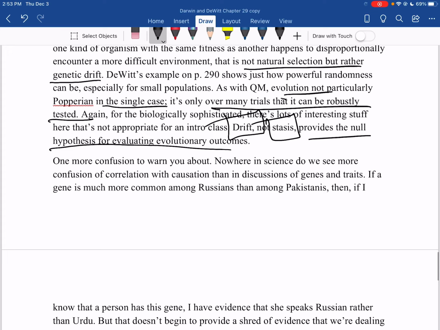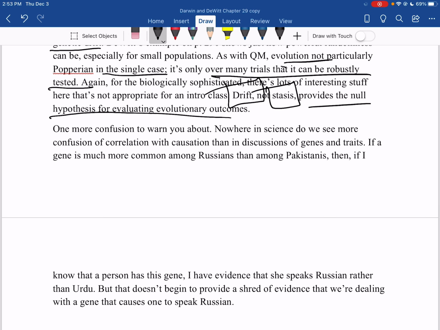Finally, I'm about to shut up before we turn to our final chapter in DeWitt, but one more confusion that I think we're now in a better position to appreciate. In the popular press, you see an ungodly amount of confusion of correlation with causation in discussions of genes and traits. People write as if whenever there is a robust correlation between a gene and a trait, the gene is for that trait. A bunch of fancy stuff here we're not going to have time to go into. Genes code for proteins. Proteins don't directly produce traits, but only under very complicated conditions in which the environment gets a say. I'm not making as fancy a point as this.